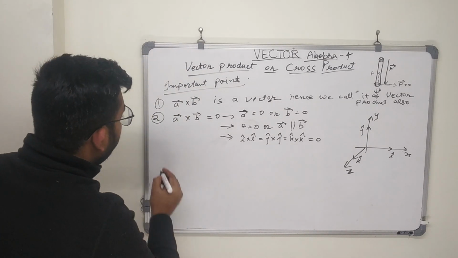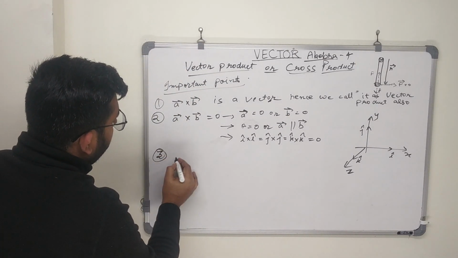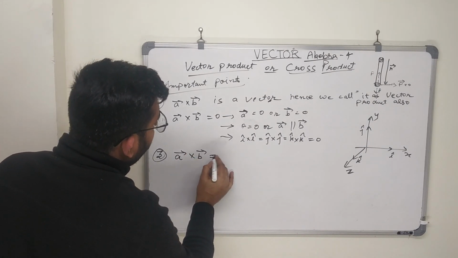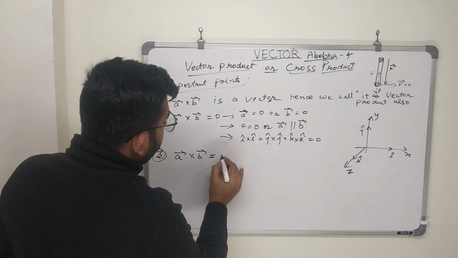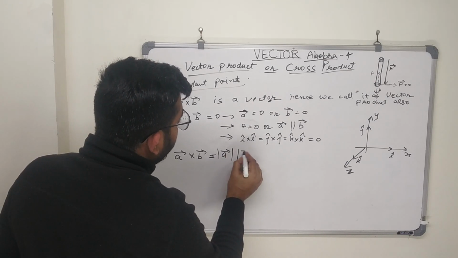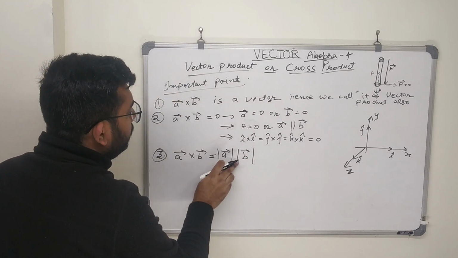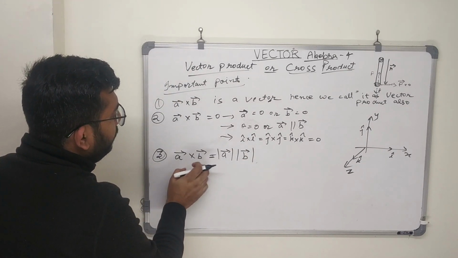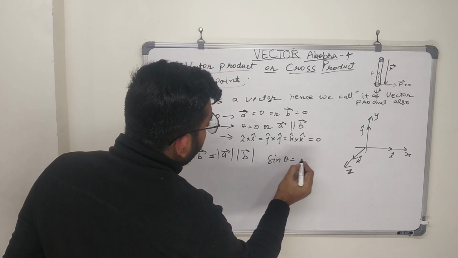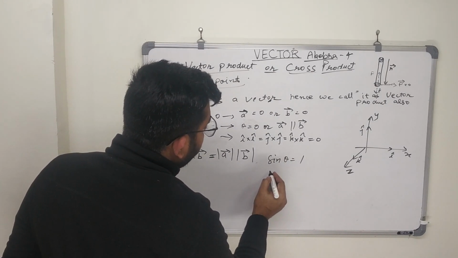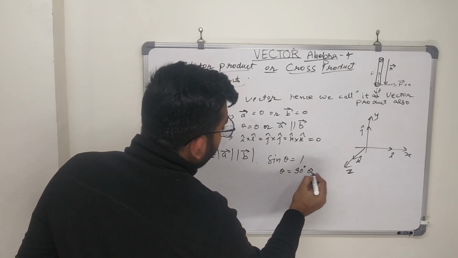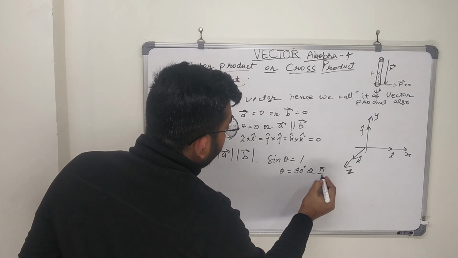So now the third point is a vector cross b vector will be equal to magnitude of a vector into magnitude of b vector. So this is the highest possible magnitude of a vector cross b vector when sin theta is equal to 1, or you may say that when theta is equal to 90 degree or pi by 2.